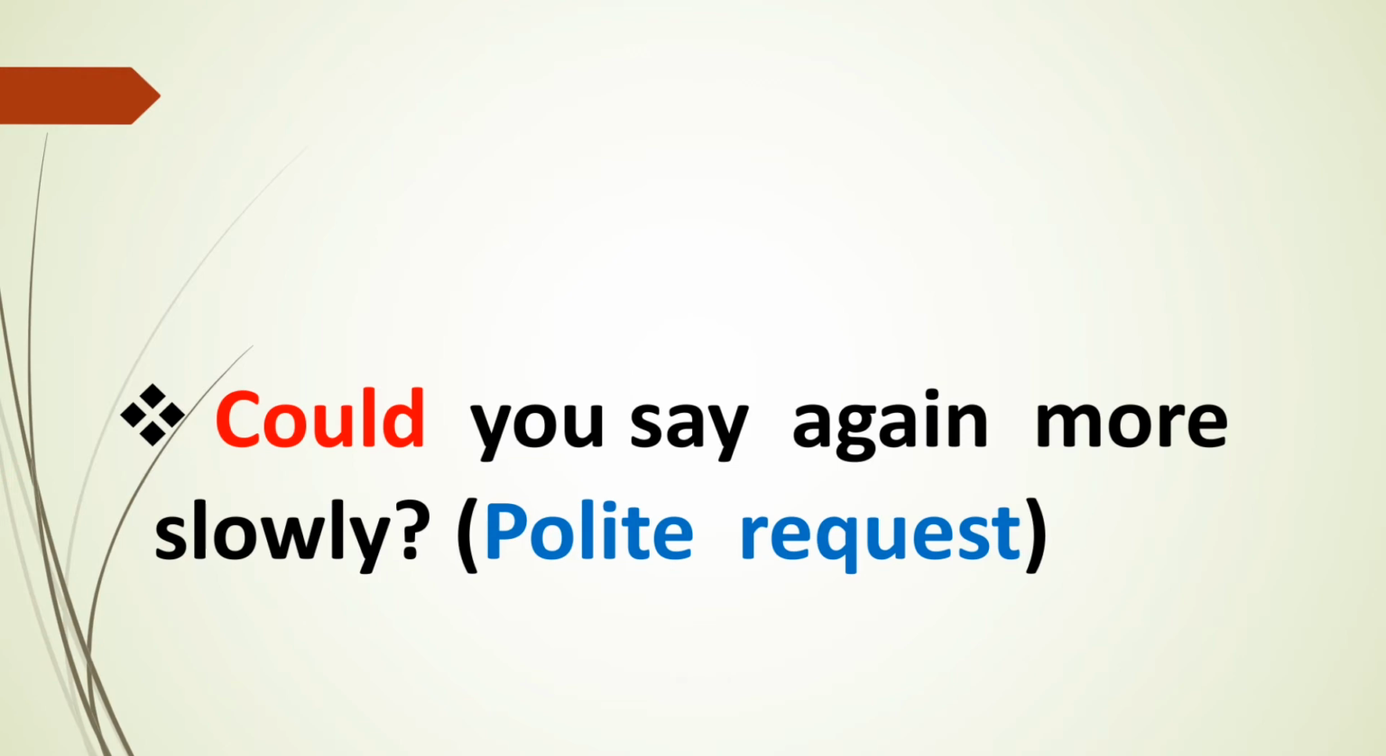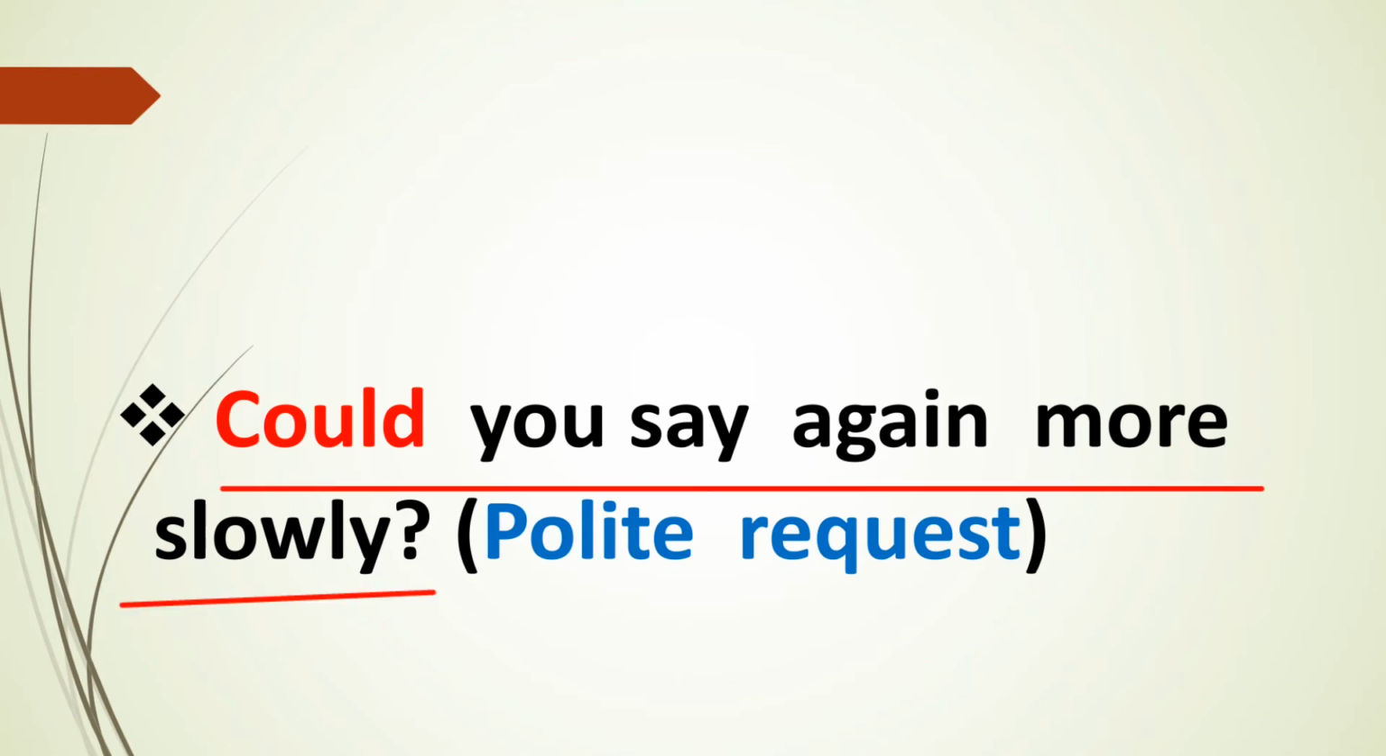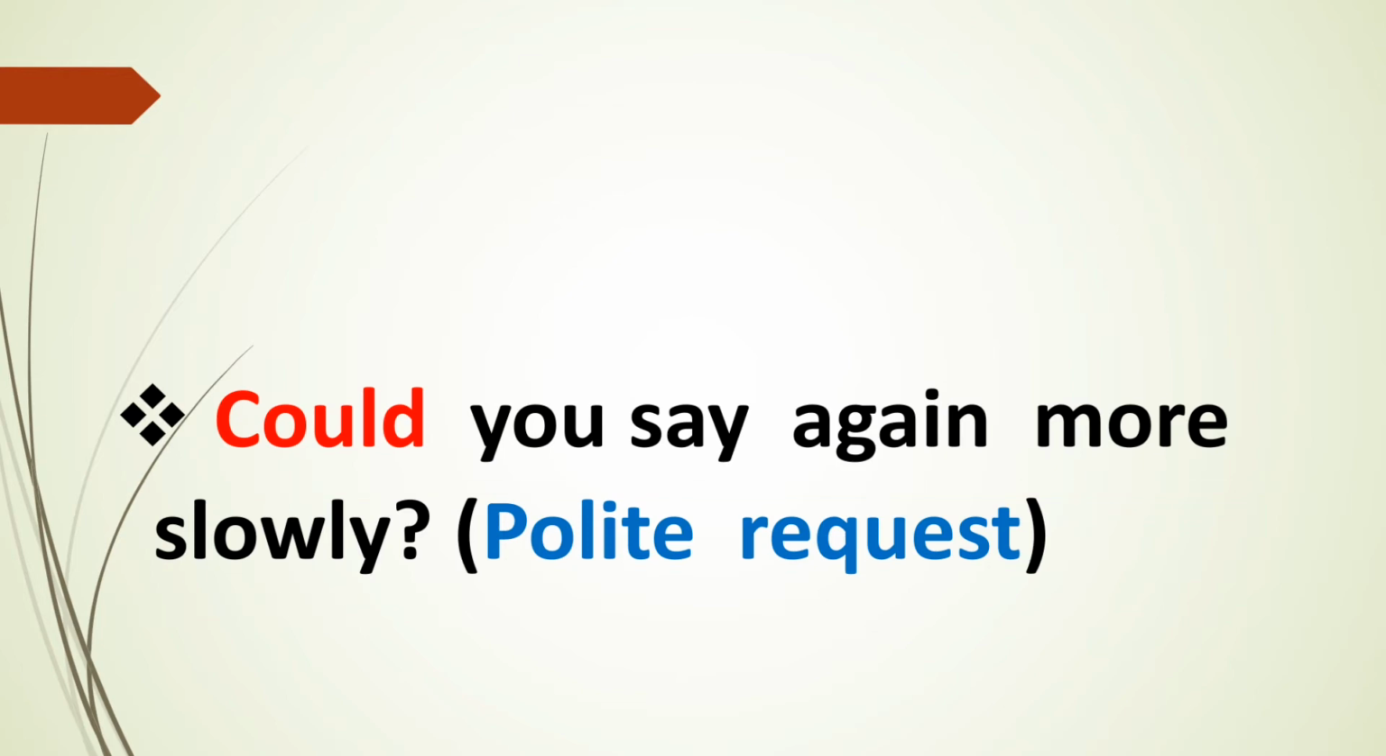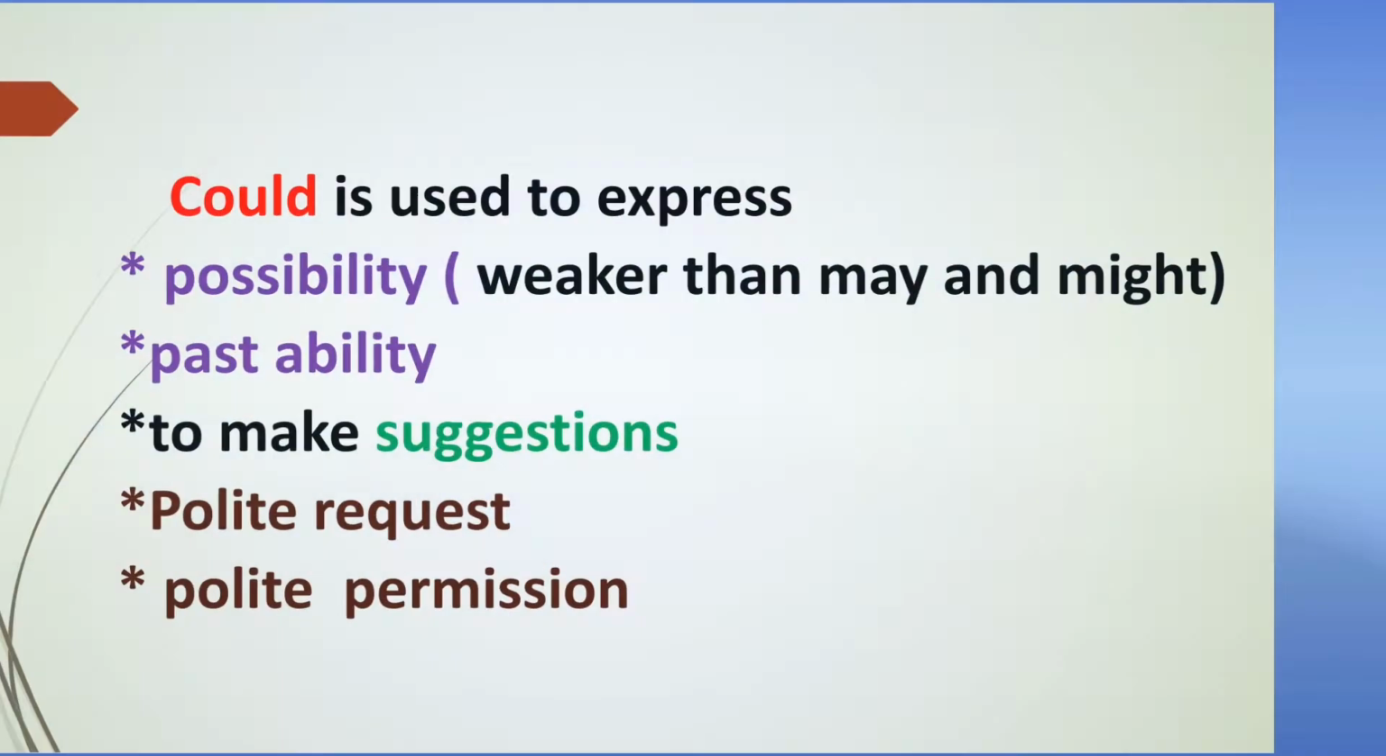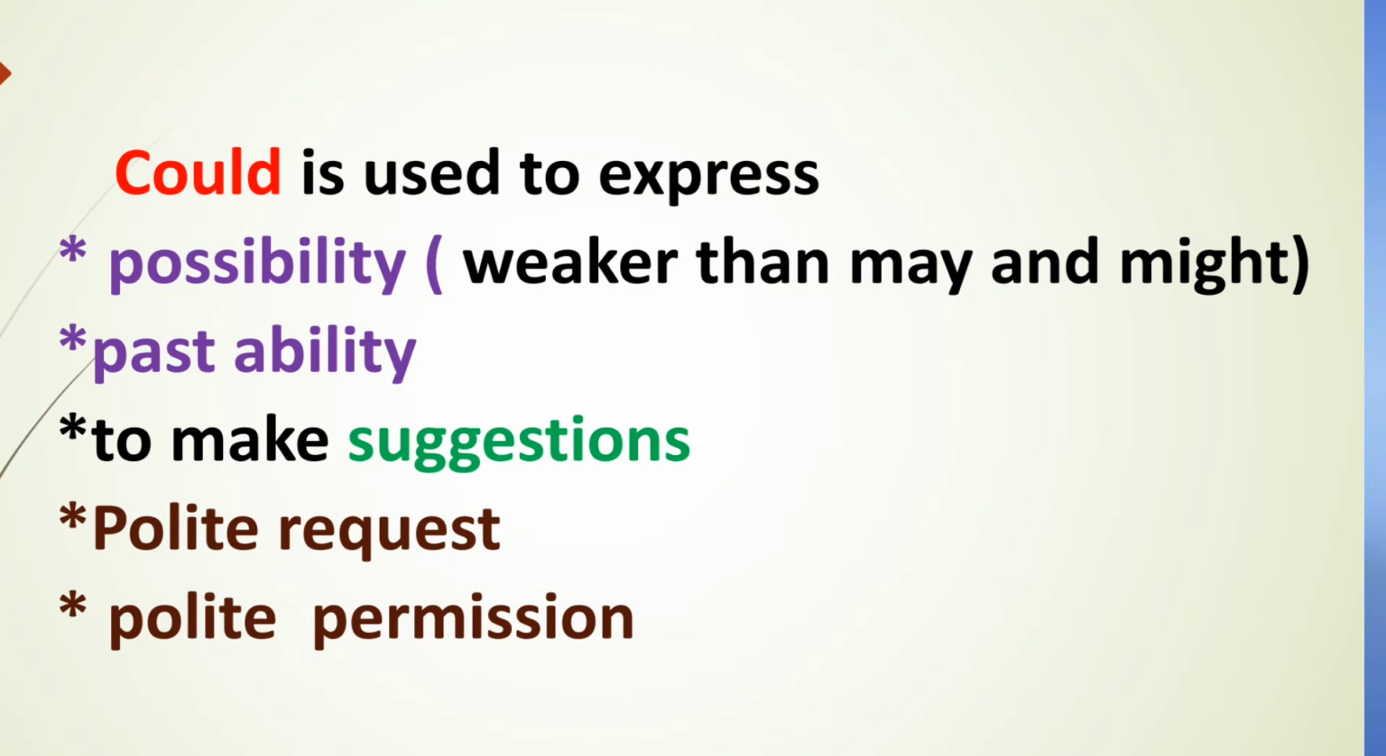The next sentence is an example for how the modal could is used for polite request. The example is, could you say again more slowly? So this is not like the question, can you say again more slowly? That is the informal situation. So could you say more slowly? It's very polite, a kind of polite request. Time to recap the functions of the modal could. The modal could is used for weak possibility, past ability, to make suggestions, polite requests and polite permissions. So now let me move to the next modal.